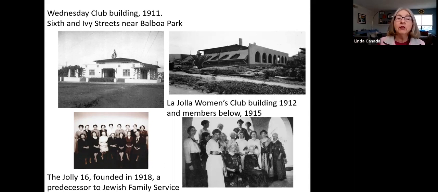The La Jolla Women's Club, active about the same time. Their building was built in 1912 in La Jolla, using a tilt-up concrete style of construction that was popularized by Irving Gill here in San Diego. Their building was financed by this woman right here, Ellen Browning Scripps, who lived in La Jolla and was very active in supporting things that benefited the military here in San Diego.